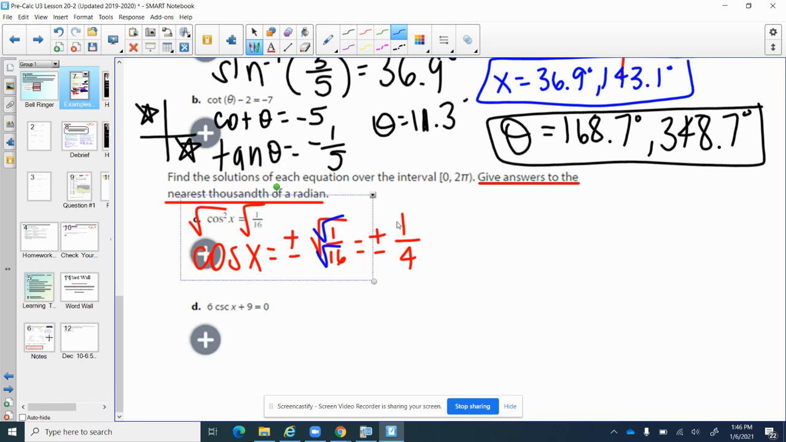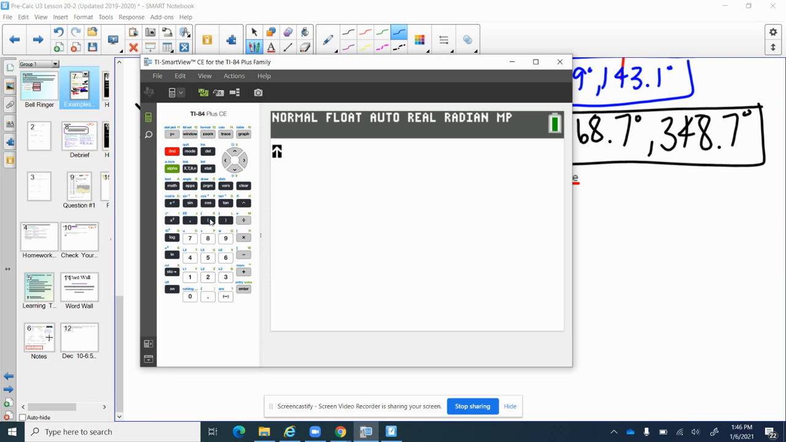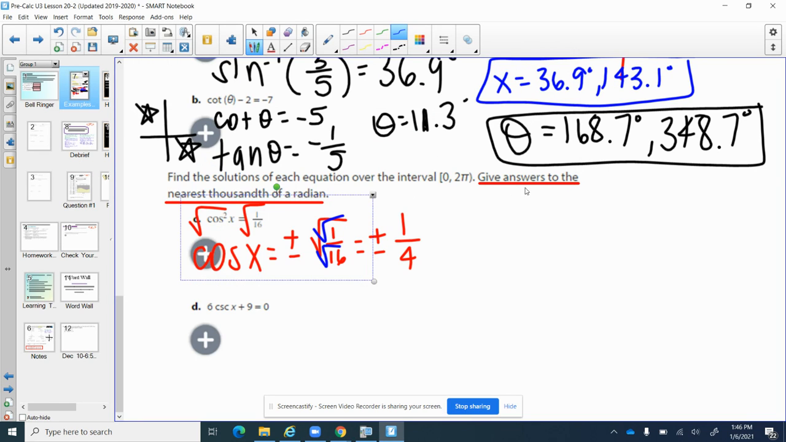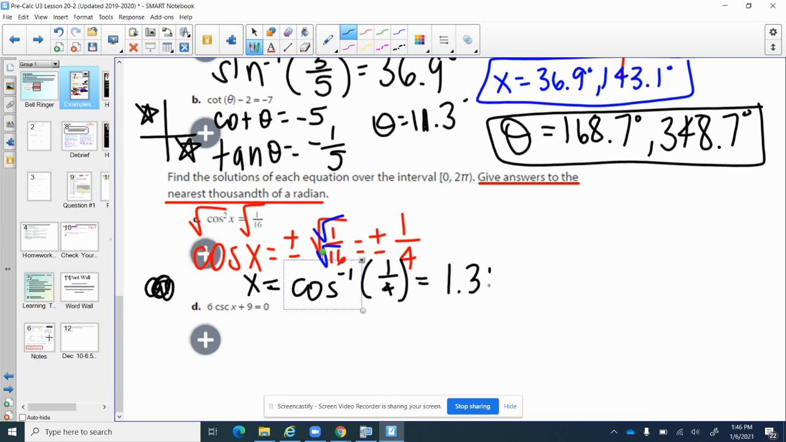Now, again, not a unit circle value that we know of. So if we take cosine inverse of 1/4, we get our reference value of 1.318 radians. For whatever reason, they want us to round those to the nearest thousandth, so 3 decimal places there. So x, again, after we take cosine inverse of 1 over 4, we get the 1.318, okay? That's, again, think reference angle.